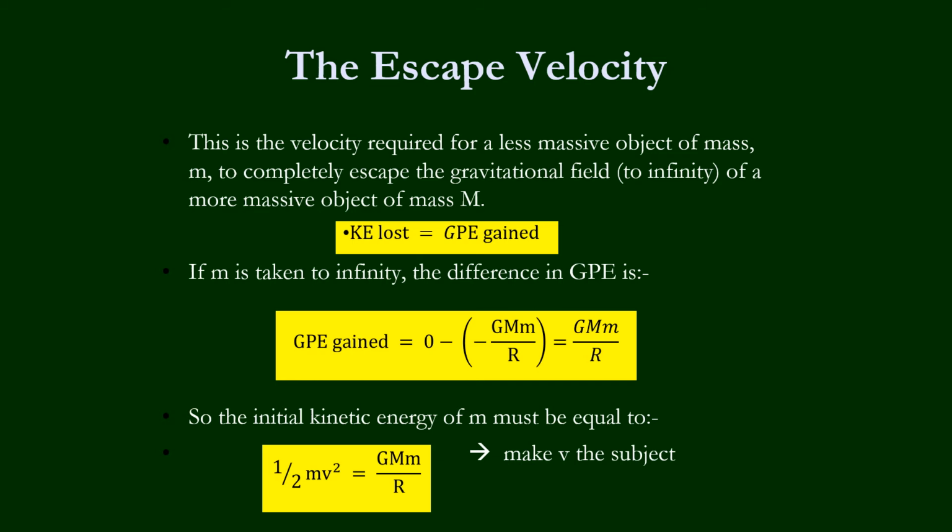And you've done escape velocity for an object on Earth. It's exactly the same process, but we just think about what's happening if we take an object to infinity. So exactly the same process. Half mv squared is equal to GMm over r. So we've done this before, but we're just trying to extend it to thinking about a black hole.